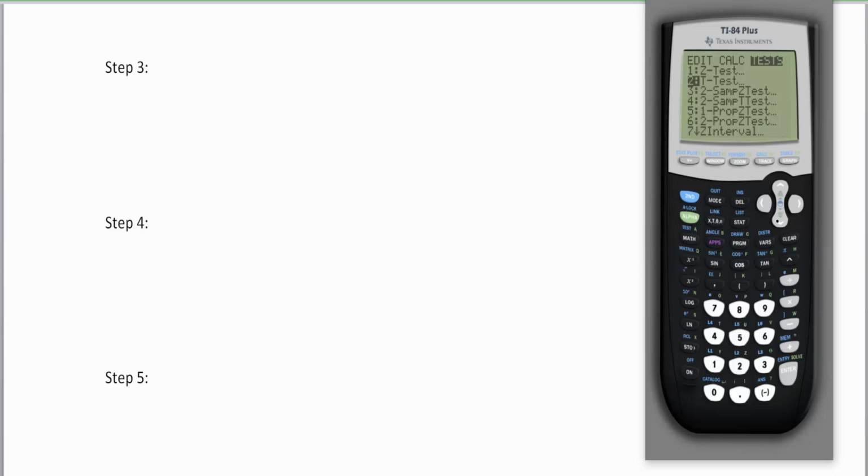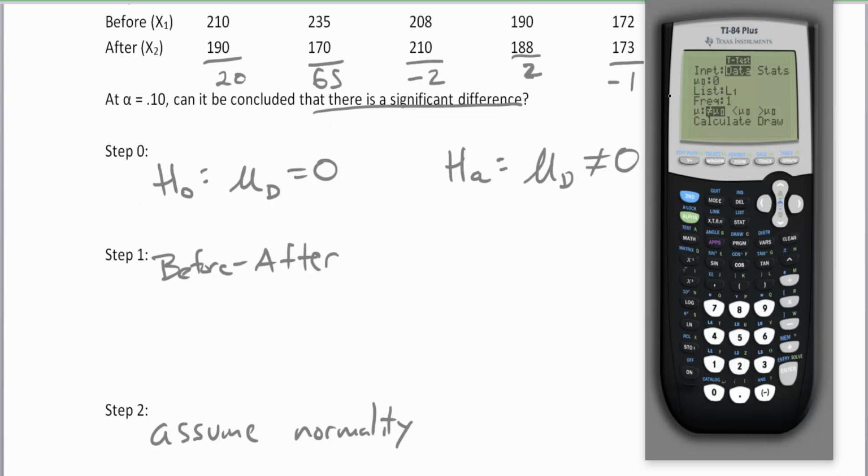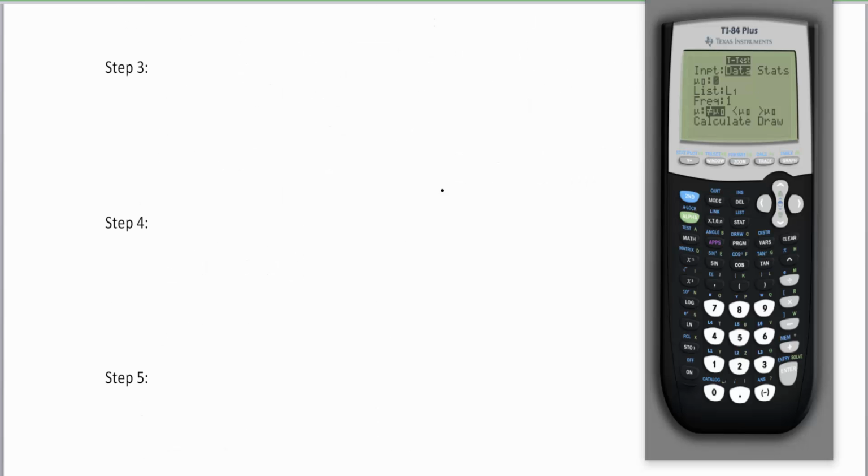We took 2 samples, but now we've combined it into one list, so we're going to use the normal t-test. Now we're going to use data, and it looks like our mu sub 0 is 0. I mean, check it out, right? Mu sub d is 0, so mu sub 0 is 0. This is great. We could keep that exactly the same right there.